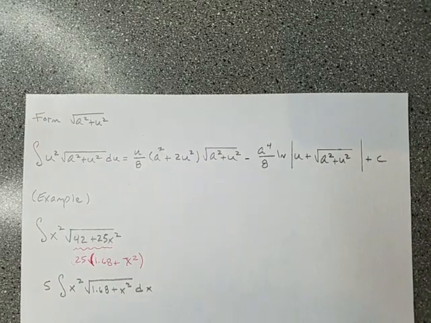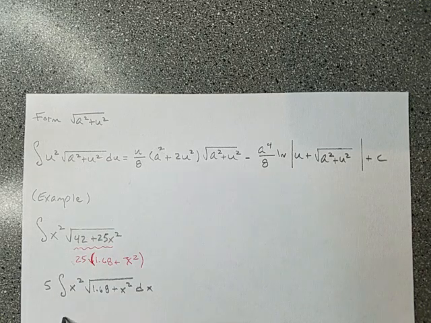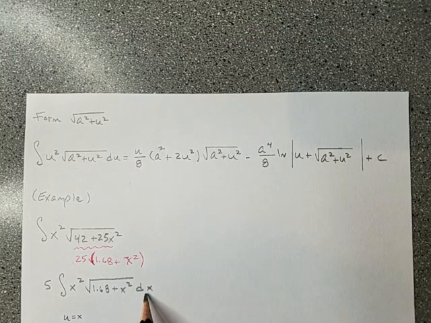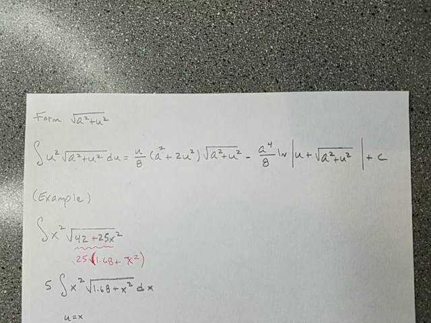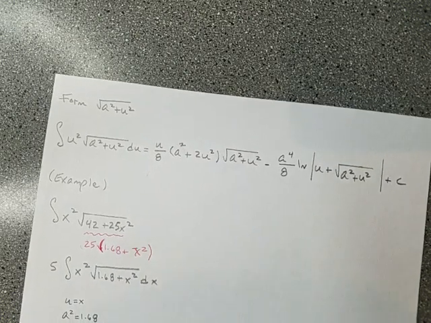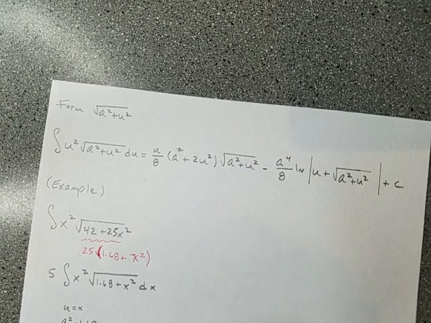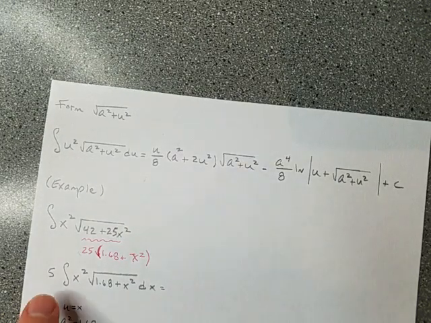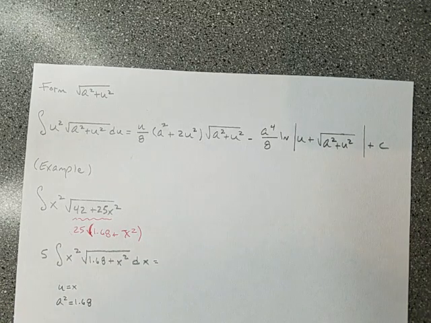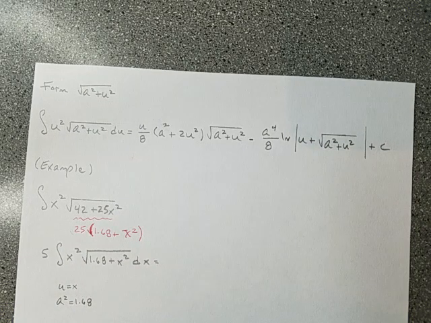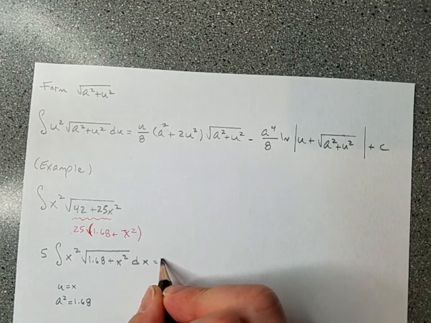So let's put some notes here. u is equal to x. The variable here is x instead of u. And then a squared, we're going to have to say that's 1.68. That's how it's going to need to be. So here's what we'll get. I want 5 times the answer to this.